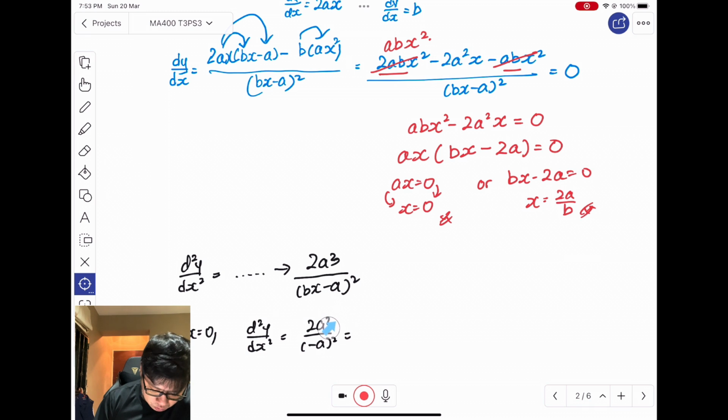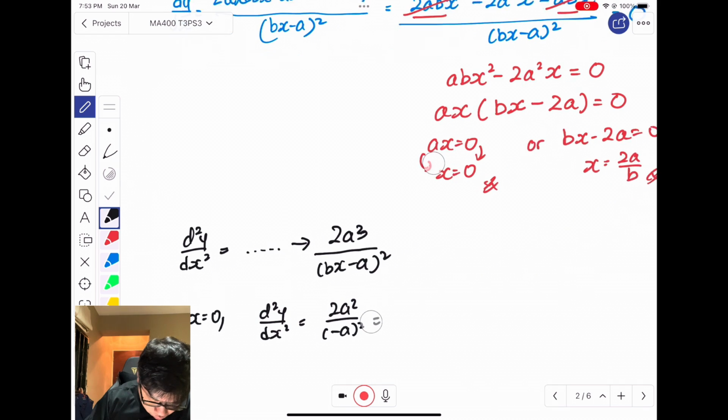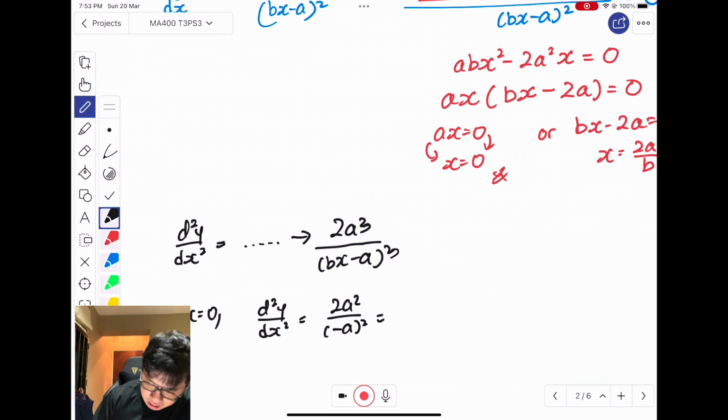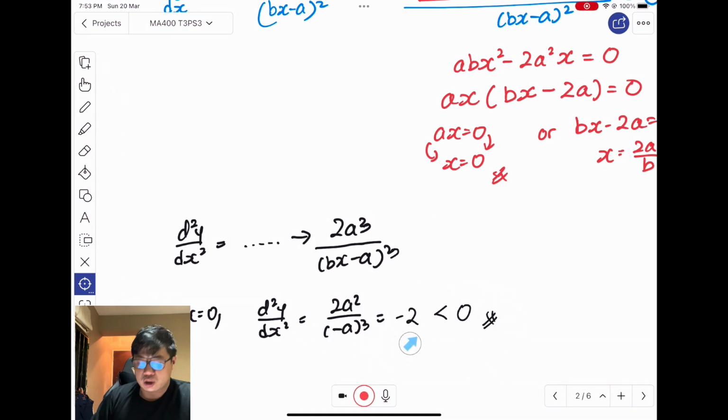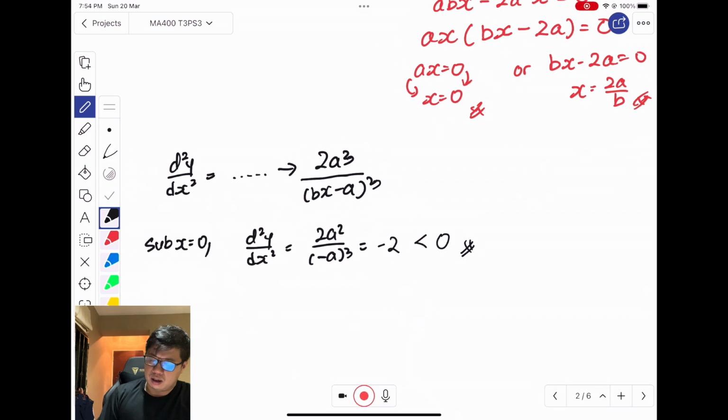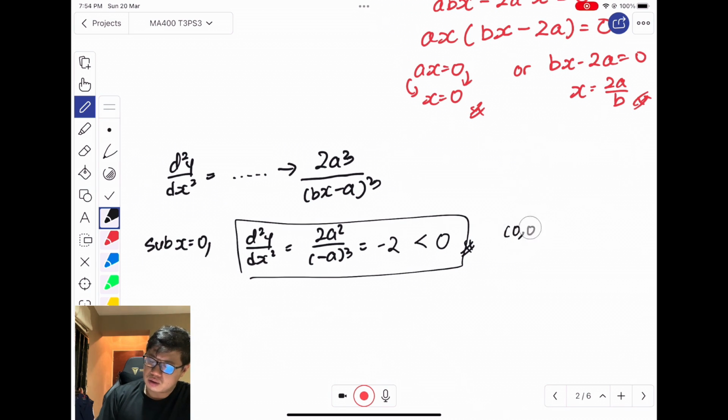And if I substitute x equals to 0, this is my d2y/dx², which is 2a³ over (bx minus a)³. Alright, this will give me actually a negative 2, which is less than 0. So that tells me that my d2y/dx² is negative 2 when x is equal to 0. And it proves that when x equals to 0, by the second derivative test, 0 is a maximum point. And therefore, it is a turning point, right?